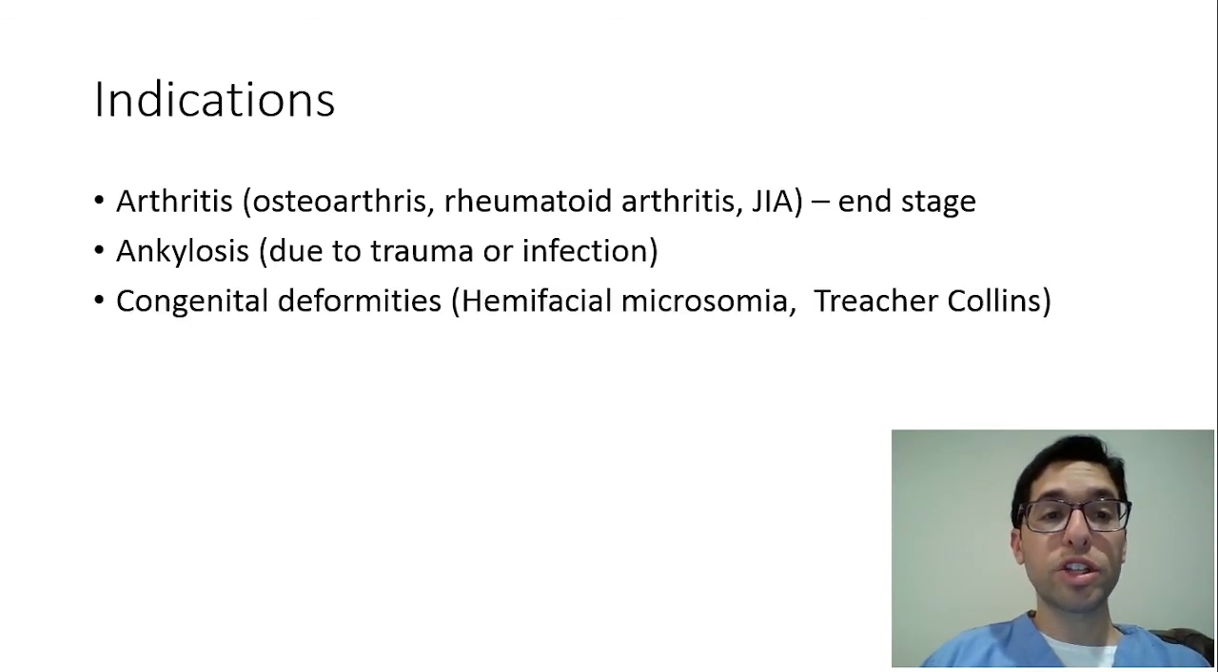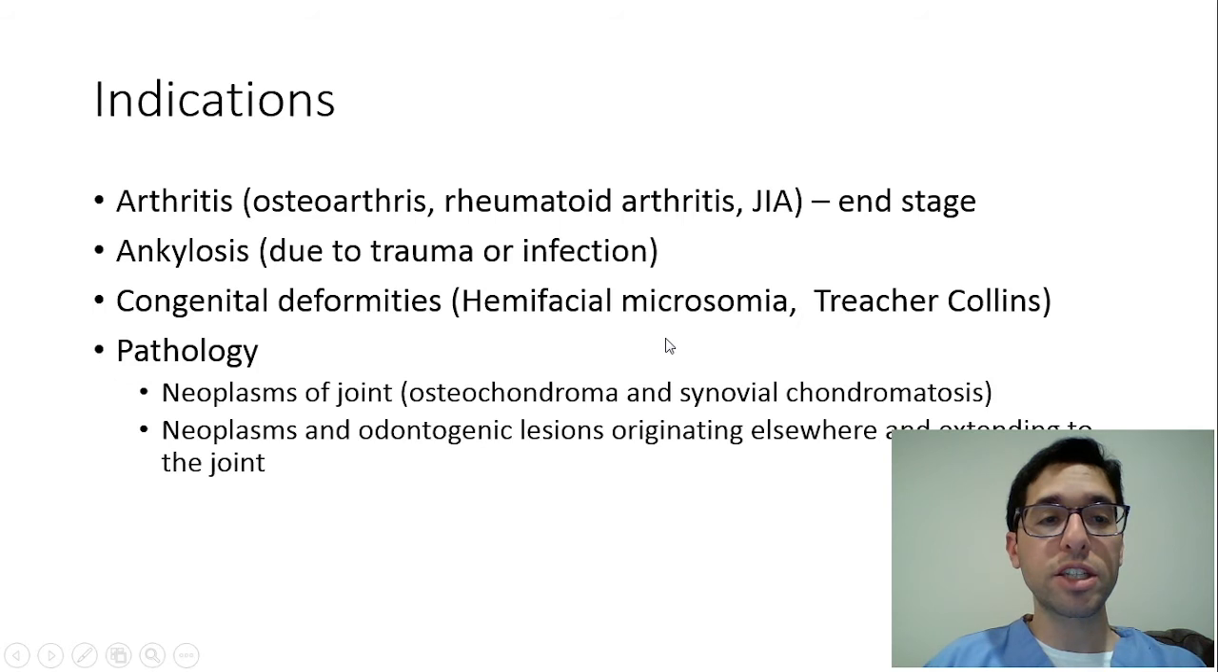And then, of course, there's congenital deformity. So this is more for kids that you're thinking about this, but hemifacial microsomia and Treacher-Collins. There are pathologies of the joint that may involve resection, and of course if you resect it, then you got to then subsequently think about reconstruction.